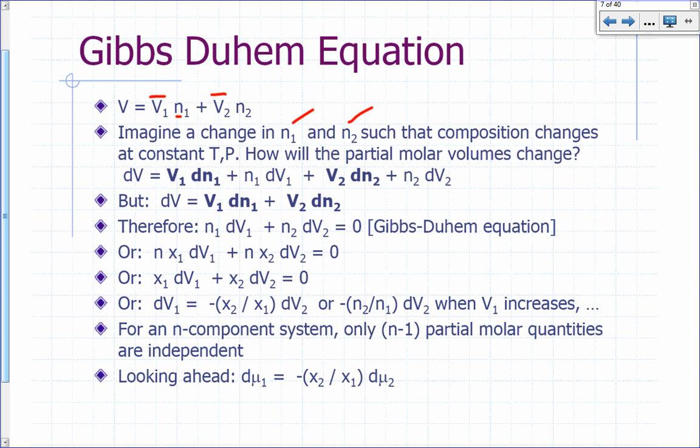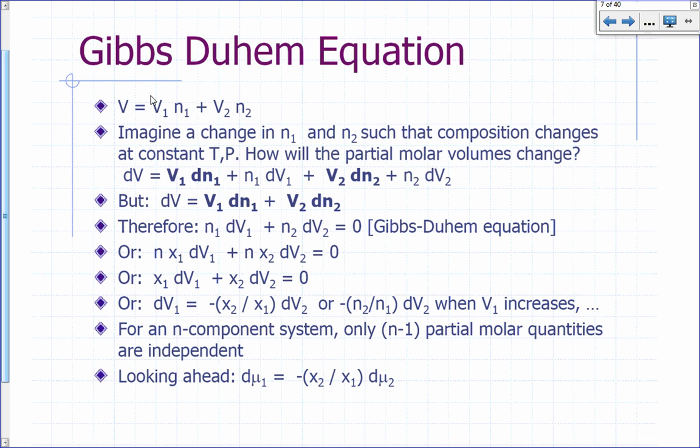So in general, the change in the volume at constant temperature and pressure, that's dV, is equal to V1 bar dN1 plus N1 dV1 bar. So derivative of a product, right? The first times the derivative of the second plus the second times the derivative of the first. You do the same thing with differentials. And then V2 bar times the differential of N2 plus N2 times the differential of V2 bar. So that would be the expression for dV, the total change in volume.